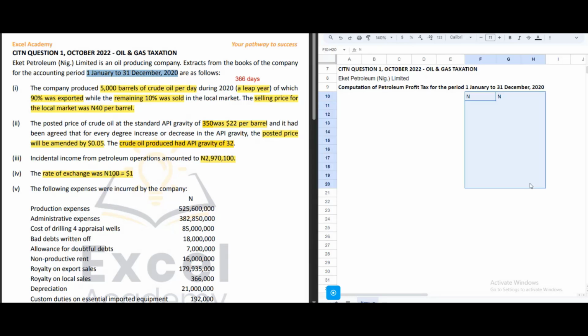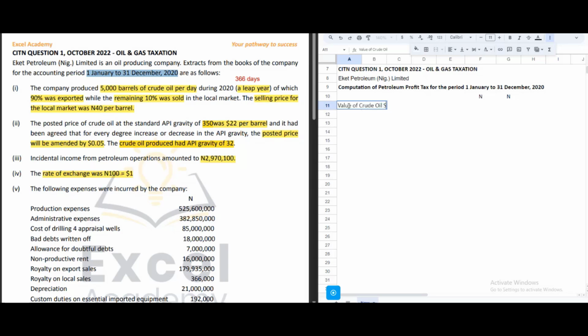We will first of all calculate the value of crude oil sold. So we start with value of crude oil sold. The crude oil is divided into two. First we have the export sales. Then next we have the local sales. Local sales are quite straightforward.